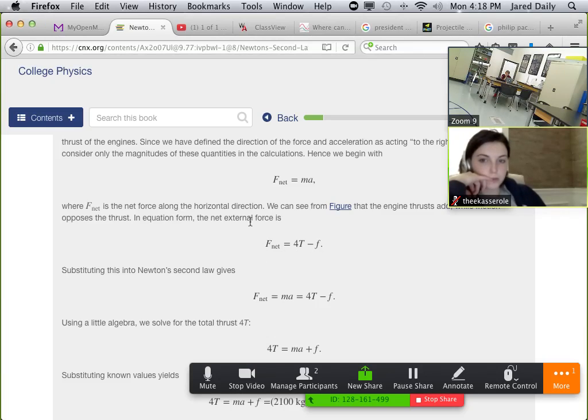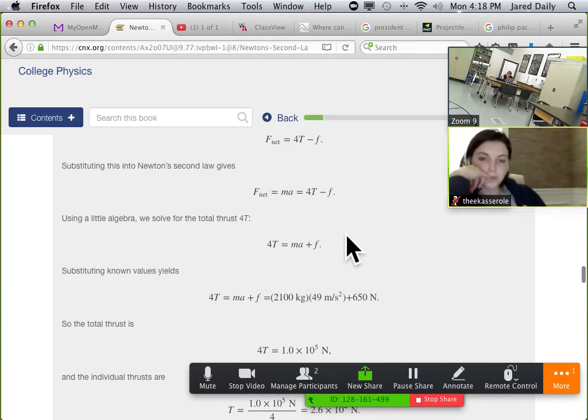Now, if we put back in the mass times acceleration for the net force, this is what we get. 4T equals mass times acceleration plus friction. Isn't that nice? Because now we have something we can solve for the thrust, or we can solve for the mass, or the acceleration, or whatever else. In this case, they want us to solve for the thrust. So the 4 times T has to equal the mass times acceleration plus the friction, and we just plug in the numbers here: 2100, 49, and 650.